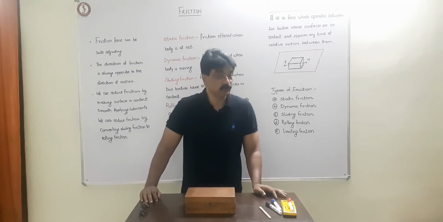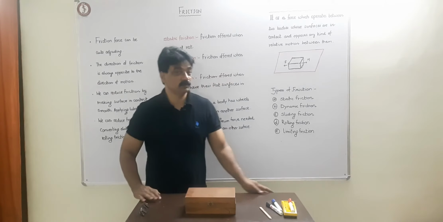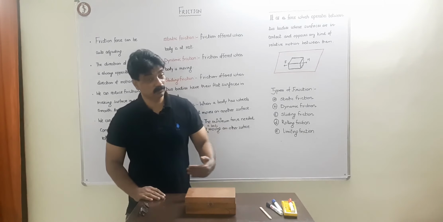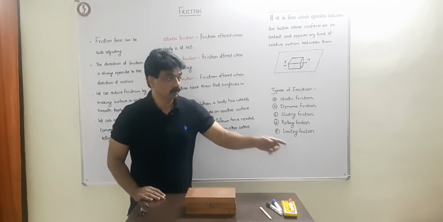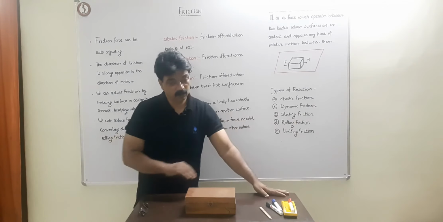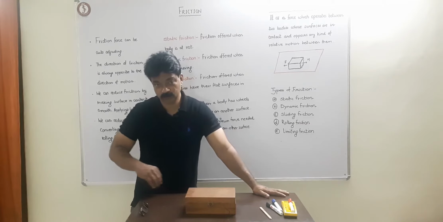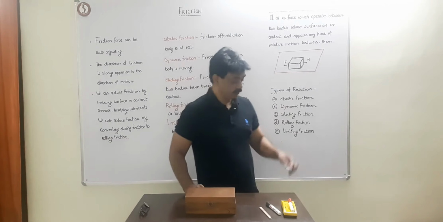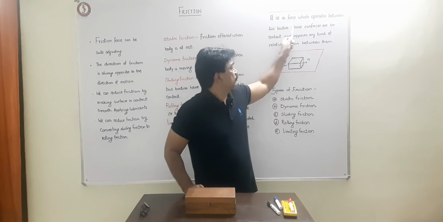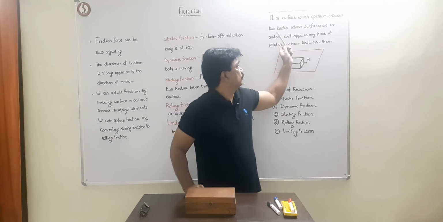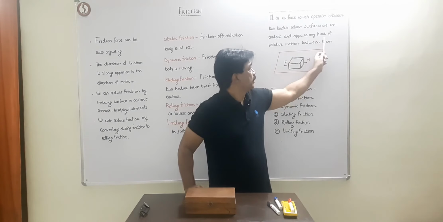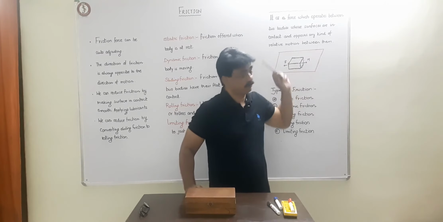So friction force is a contact force. Remember always, if I try to move this table in this direction, the friction force is acting in the opposite direction. That means if I'm trying to move it this way, the friction force is acting the opposite way. So that is the first of the things which we finish in this definition, that it is a force which operates between two bodies whose surfaces are in contact and opposes any kind of relative motion between them.